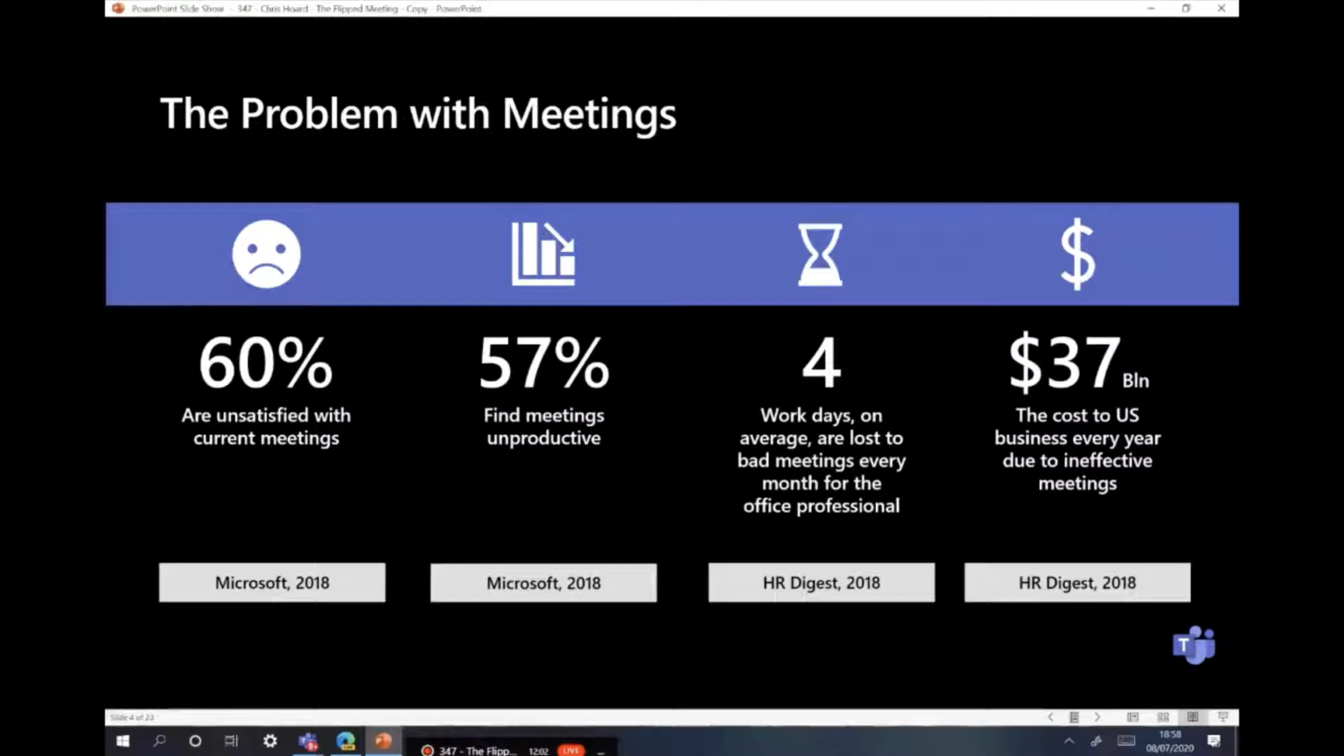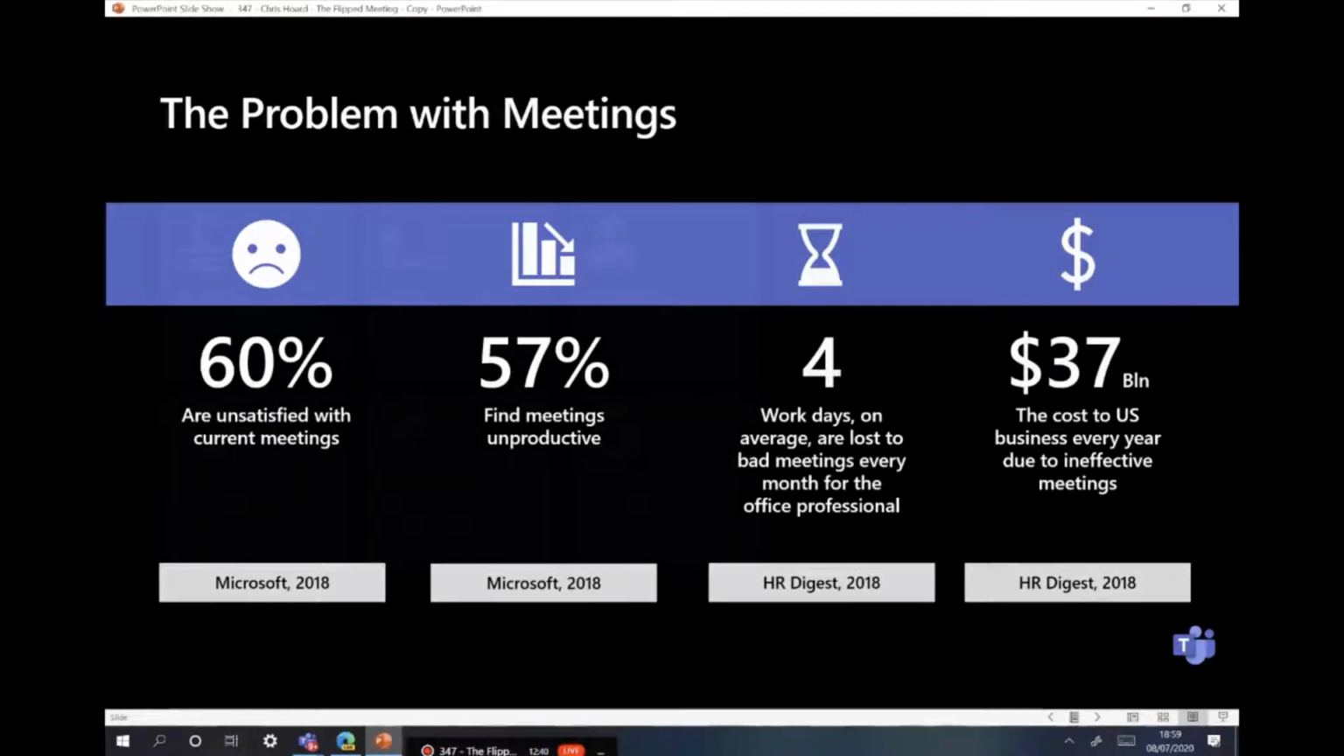Now, if we think of the situation today in the world with COVID-19 and the challenges that businesses are facing, they really need to be tight to the bone. They can't have this amount of days wasted on unproductive meetings. And they also did a study of the impact to the US economy of all those ineffective and unproductive meetings. $37 billion a year. That is a huge amount of money to waste. That is a huge amount of money that businesses cannot afford to spend.